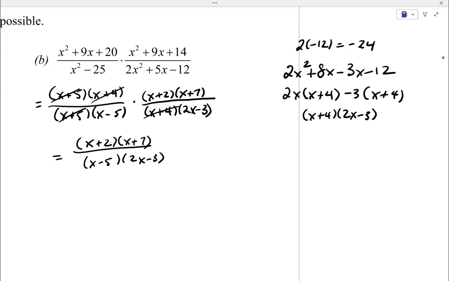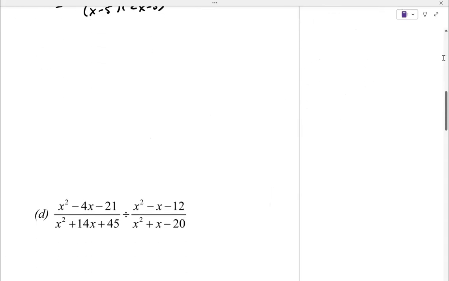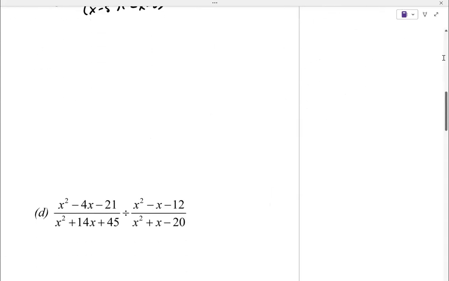Let's look at D and then we'll do your quiz. How's that sound? So that gives you an example of a division as well. So work on D for a minute. And don't forget how you need to handle your division. And then we'll chat about it.